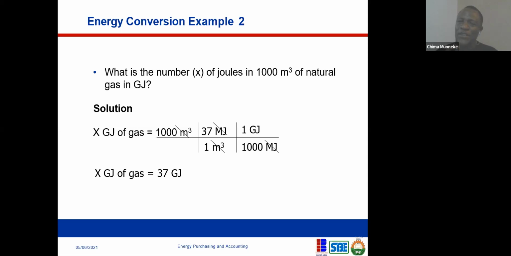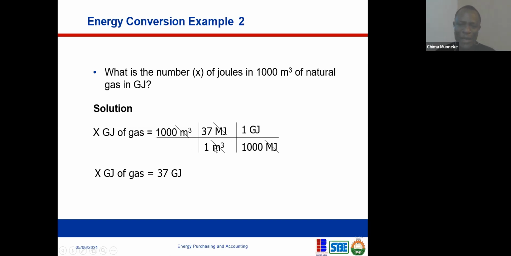So now back to the question. It's asking us the amount of energy that is contained in 1,000 meter cube of natural gas. Remember, I said that we always start from what we know. We are given 1,000 meter cube. So you draw your line and then write 1,000 meter cube here. Now we have to look at our conversion table. It might not be easy to convert from meter cube to gigajoule straight, so let us convert to megajoule first. If you have the factor to convert from meter cube to gigajoule straight, then you can go ahead, but sometimes you need to convert to megajoule or even kilojoule before you can proceed to the final gigajoule.